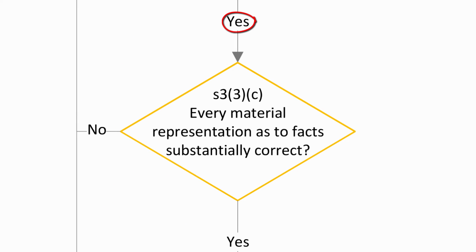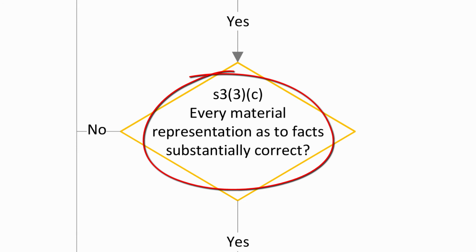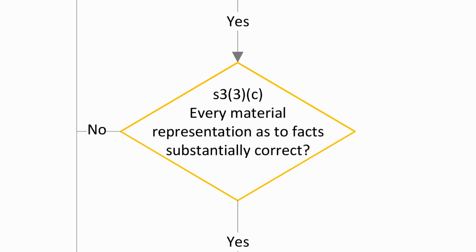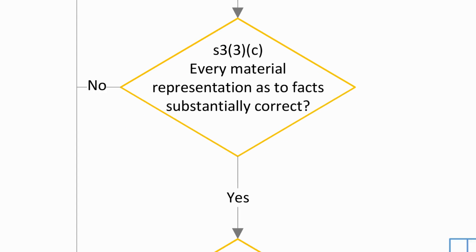If the answer to that question is yes, then you have to consider whether every material representation as to facts is substantially correct. What is fact and what is opinion are different. Whether a fact is substantially correct is again judged on whether the prudent insurer would think there was any real difference between what was being represented and the true state of affairs. It is a marginal assessment, but it is something which you will have to exercise some judgment over. Again, if the answer to that question is yes, then you move on to the next question.